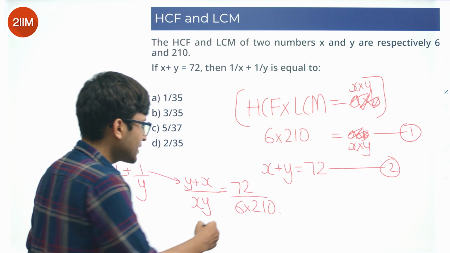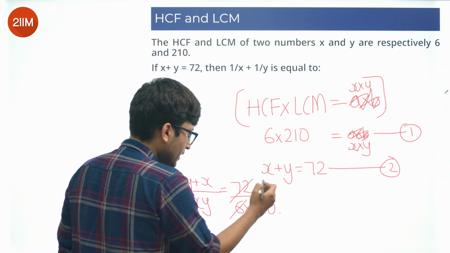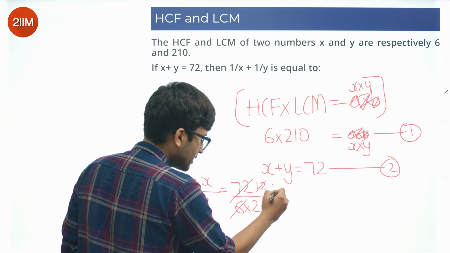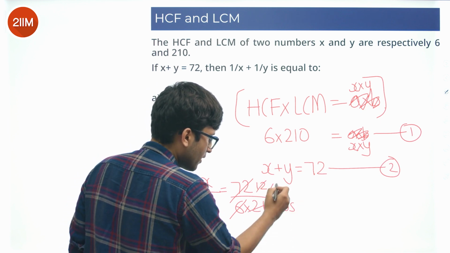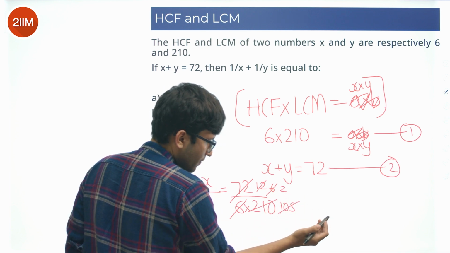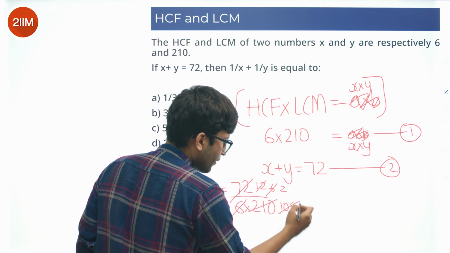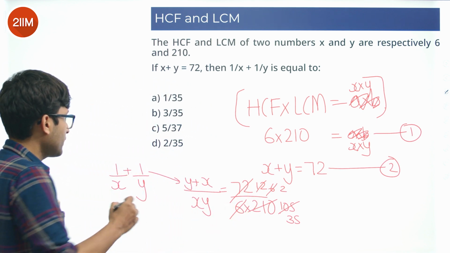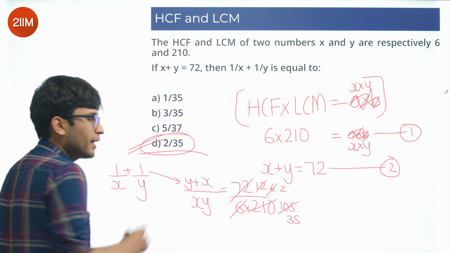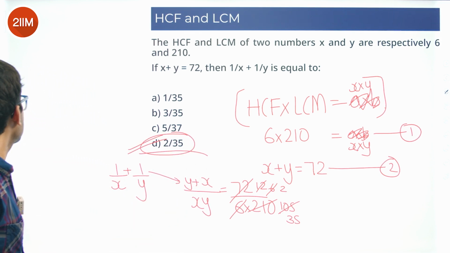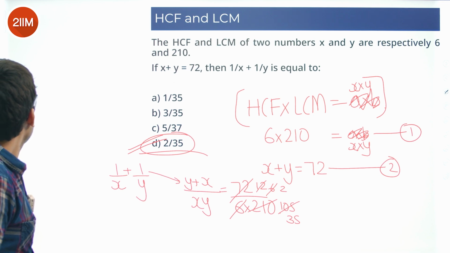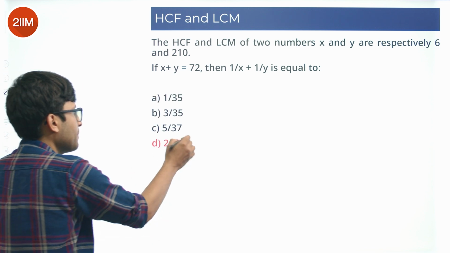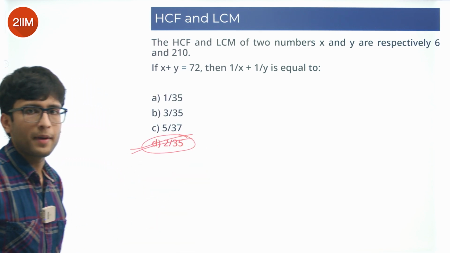Let's try solving. 6 and 72 get cancelled out, I would be getting 12 here. And again, what I can do is cancel 6 and 105, which gives 2 and 35. 2 by 35 would be my answer. Let's check whether we have 2 by 35 as one of the options. Yes, we have 2 by 35 as one of the options, so my answer is option number D. Perfect, we got our answer.